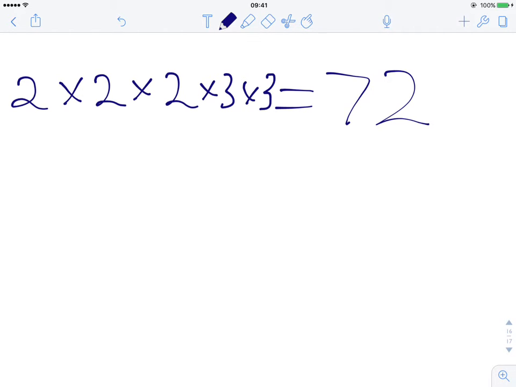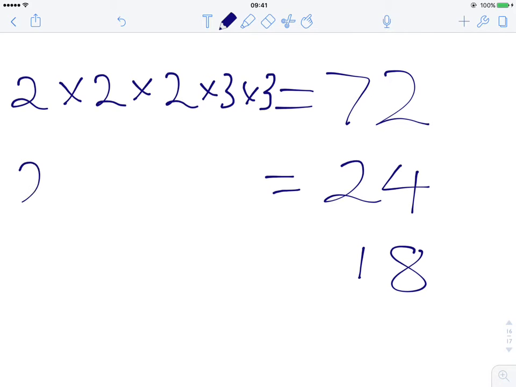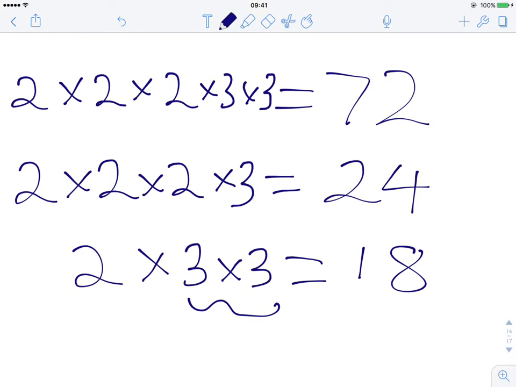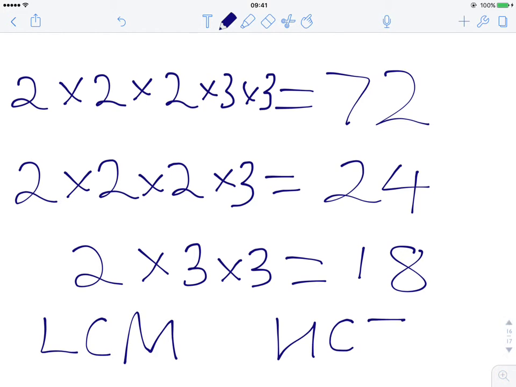And we can do a similar thing to represent 24 and 18. So 24 is equal to 8 times 3, and that can be written as 2 times 2 times 2 times 3. 18 is equal to 9 times 2, and that can be written as 2 times 3 times 3. This being the 9 here, as you know that 3 squared is 9. Okay, so we want to find the lowest common multiple and the highest common factor of these three numbers.